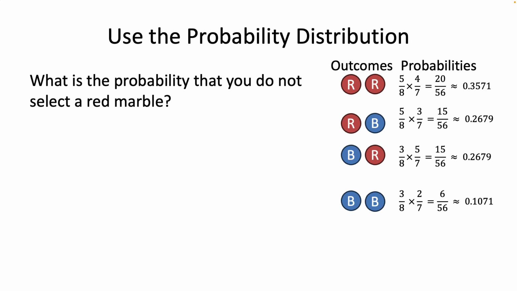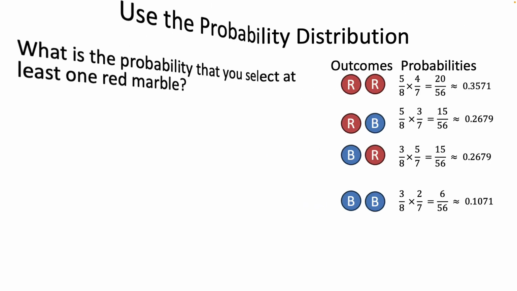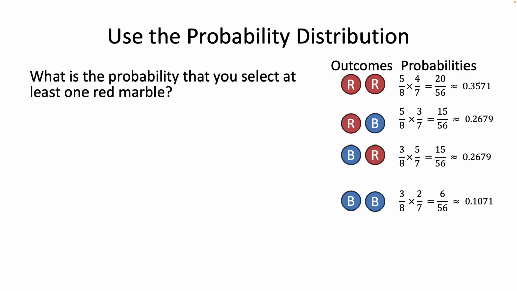What's the probability that you do not select a red marble? So if I go over to my probability distribution, I want to look at the outcomes where I do not select a red marble. So the first one is out, that has 2 red ones. The second one is out, that has 1 red. The third one's out, it also has a red. So it turns out that this one is the same as picking 2 blue marbles. So the probability of no red is the same as the probability they're both blue, which is 0.1071.